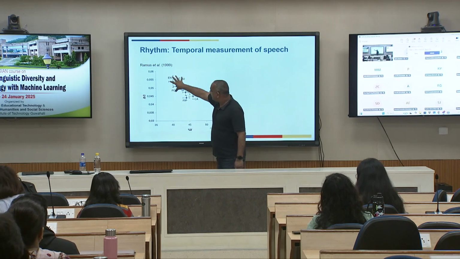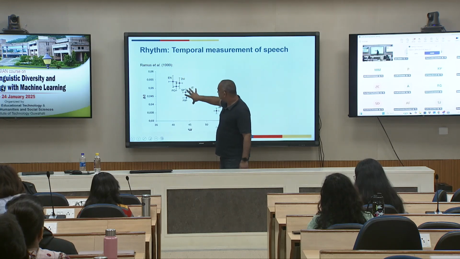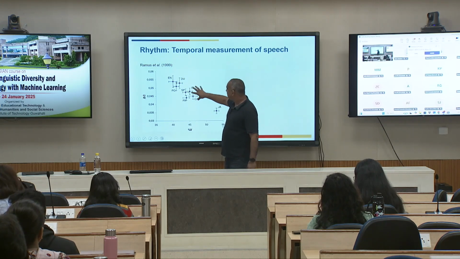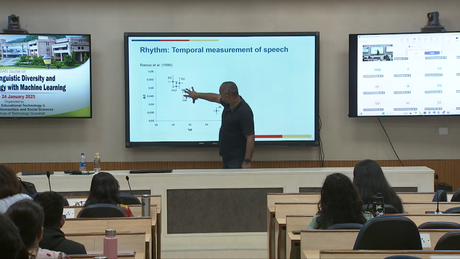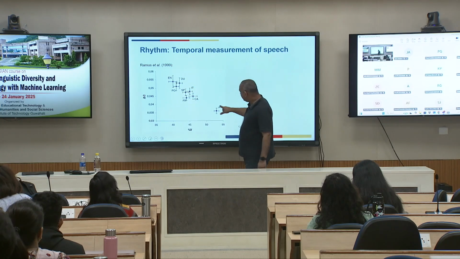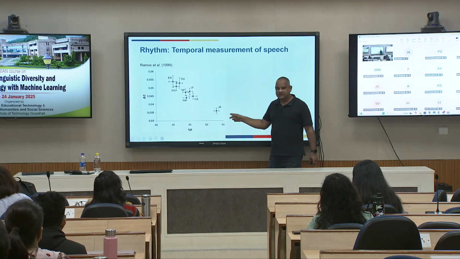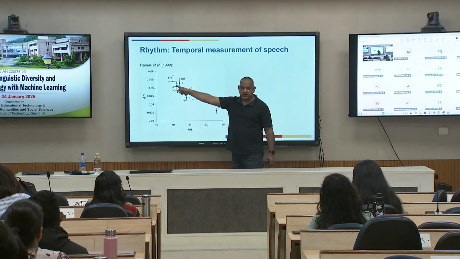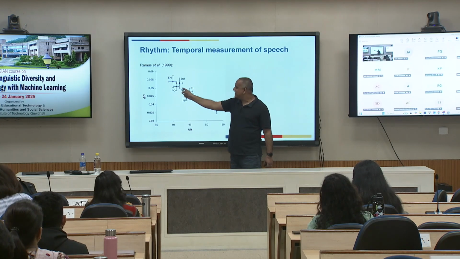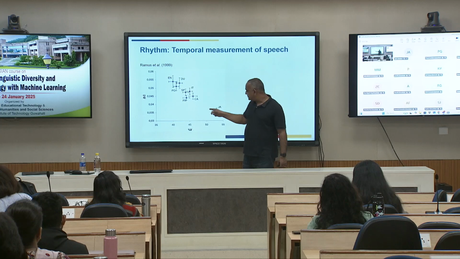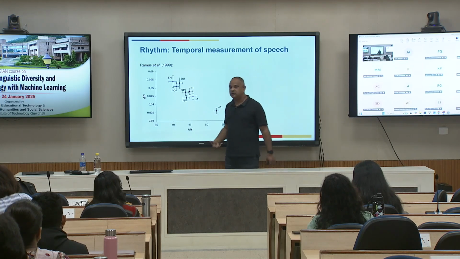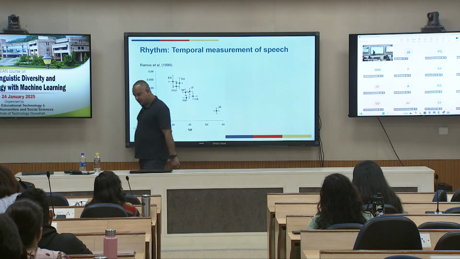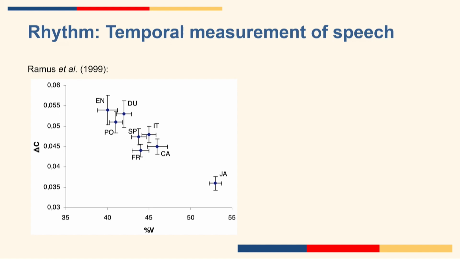So these fall into one group. These fall into Spanish and French and the other languages, Italian, etc. They fall into this group. And then here is a lone group of Japanese. These are considered to be the stress-timed languages. These are supposed to be syllable-timed languages. And here Japanese falls into a very exclusive class, which we call the mora-timed languages.